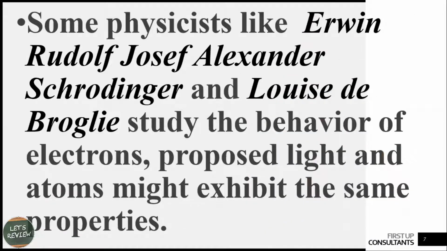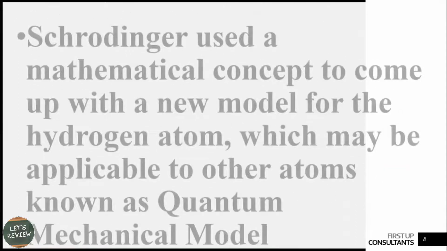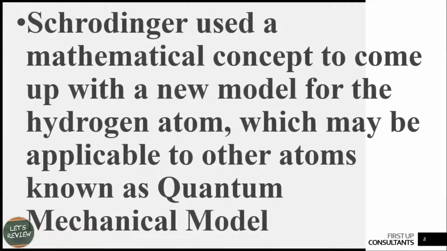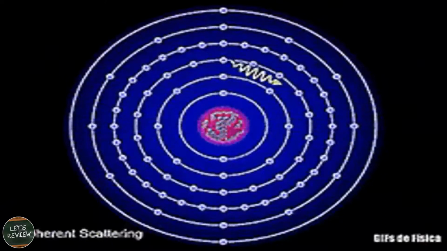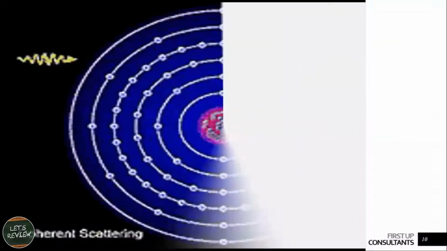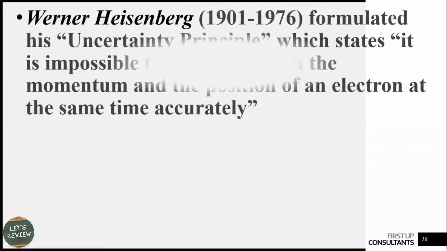So some physicists like Erwin Rudolph Joseph Alexander Schrödinger and Louis de Broglie studied the behavior of electrons, and they proposed light and atoms might exhibit the same properties. Schrödinger used a mathematical concept to come up with a new model for the hydrogen atom, which may be applicable to other atoms, known as the quantum mechanical model. And this is what it looks like.